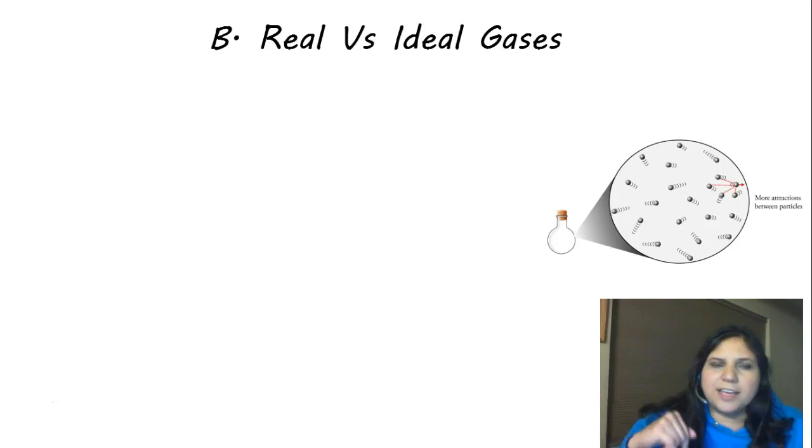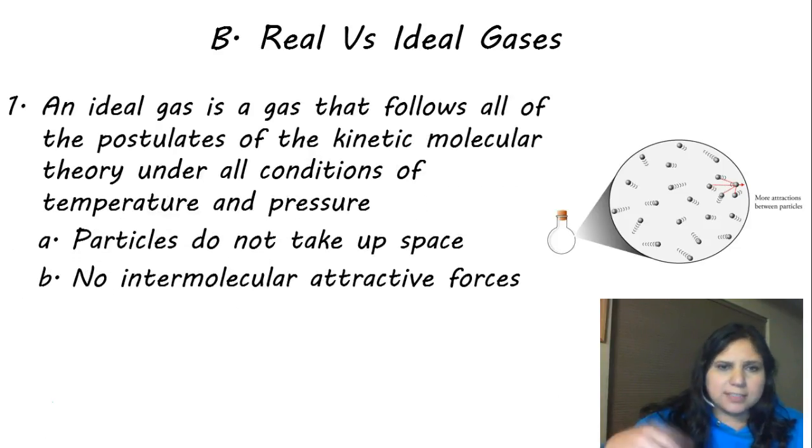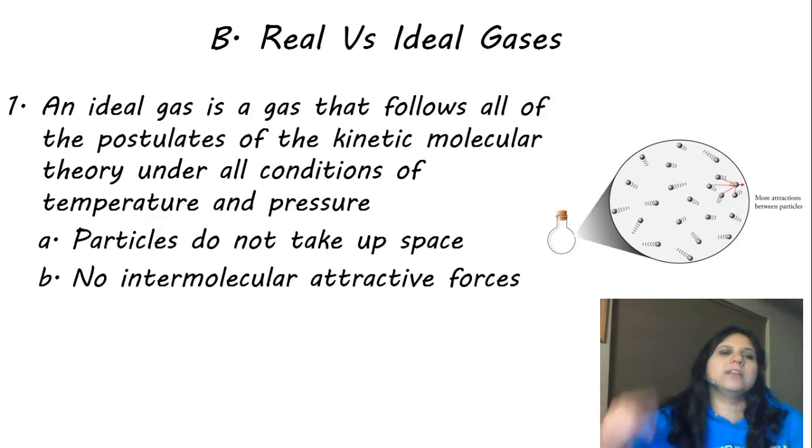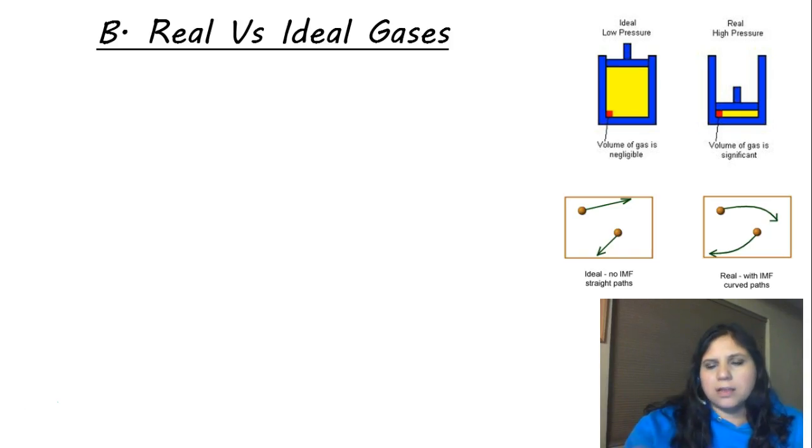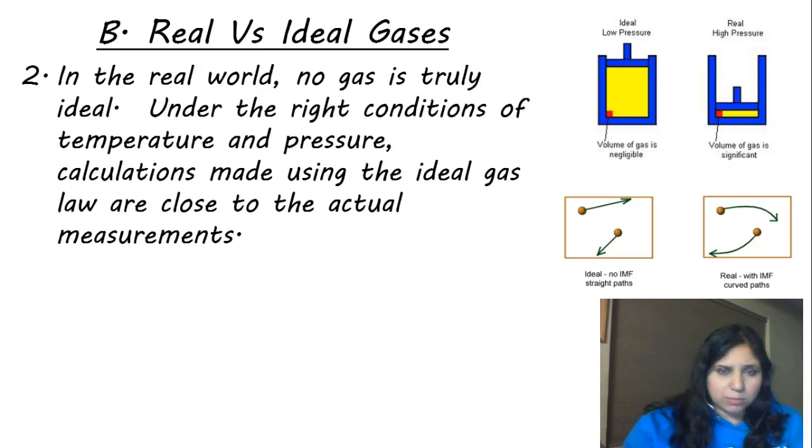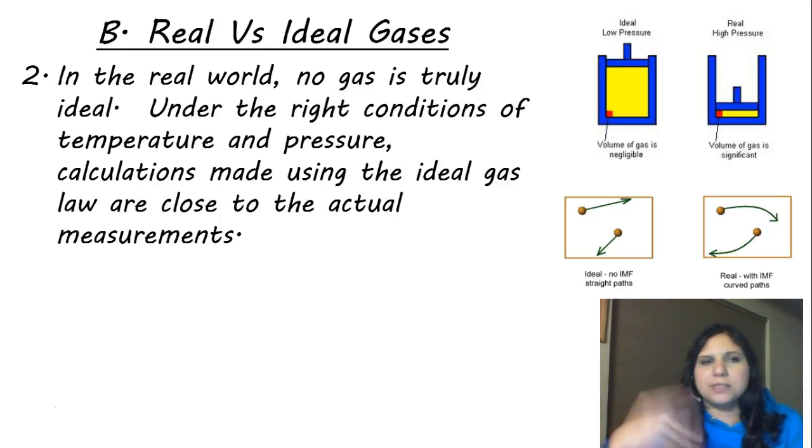Before we start using the ideal gas law equation, we're going to quickly talk about real gases versus ideal gases. Now, an ideal gas is one that follows all of the postulates of the kinetic molecular theory. In particular, those particles do not take up any space, and there are no intermolecular attractive forces between those particles. Now, in the real world, no gas is truly ideal. Under the right conditions of temperature and pressure, you start to see some deviations.